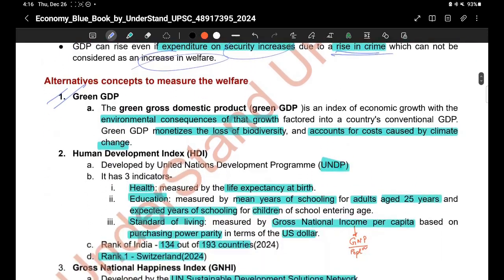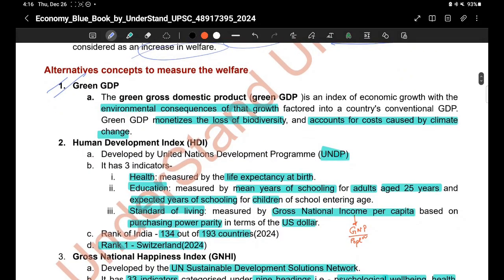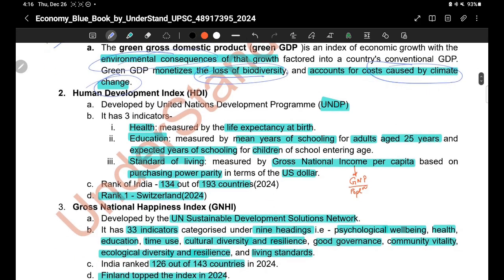Now, what are the alternatives? There is green GDP. What is green GDP? Green gross domestic product is an index of economic growth with environmental consequences of the growth factored into countries' conventional GDP. Green GDP monetizes loss of biodiversity, and accounts for the costs caused by climate change. Okay, all the climate change and all is included in this.